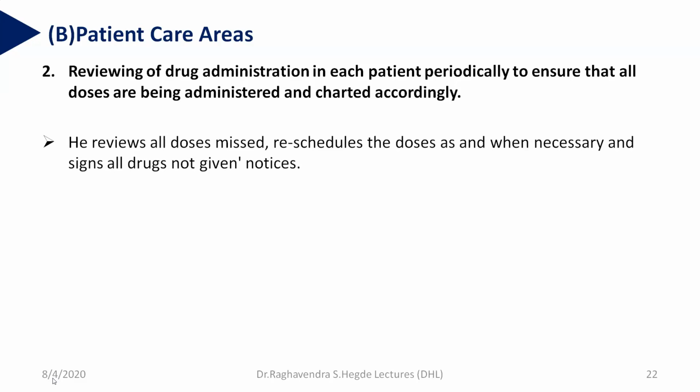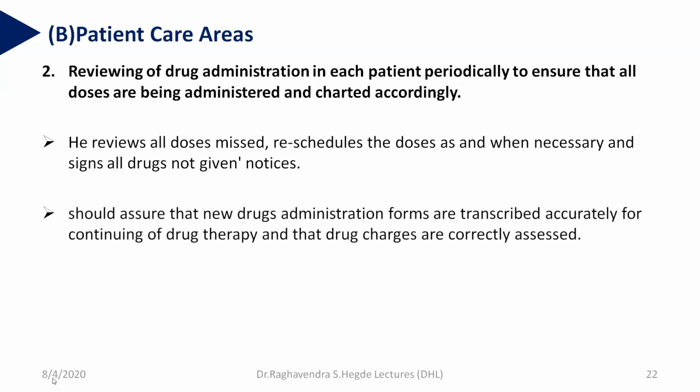He reviews all the doses, whether any doses are missed, rescheduled, or there are any changes in the treatment. He will notify the doctor if any doses were missed, any reschedule has happened, or any drug is withheld, and what the reason for the withholding is. He will also assure that the new drug administration forms are transcribed accurately. When a transcription error takes place, the pharmacist is liable for that. The pharmacist is held responsible for transcription errors.